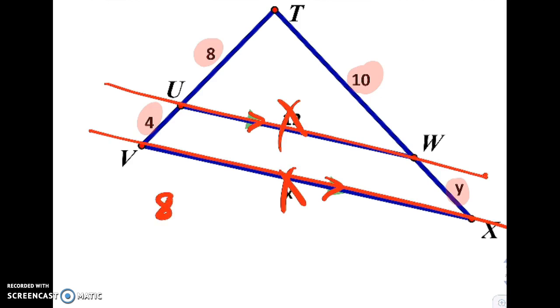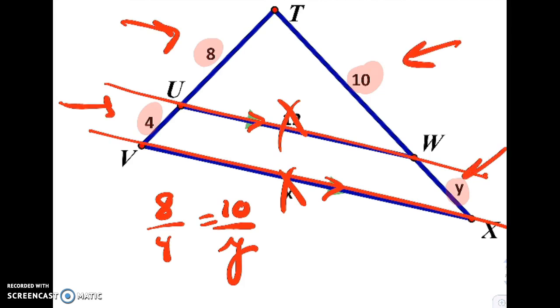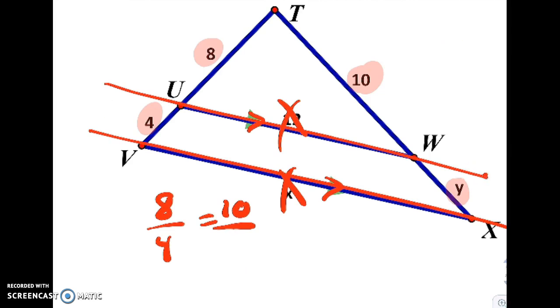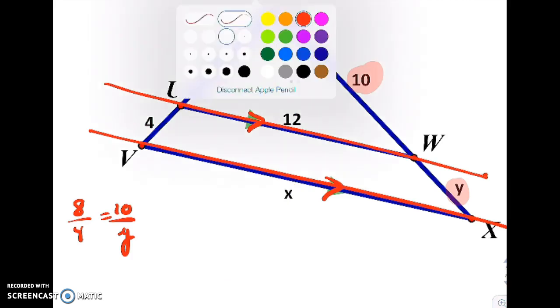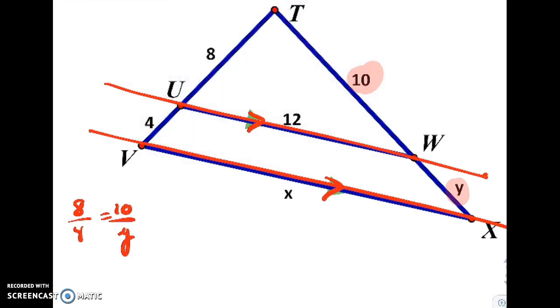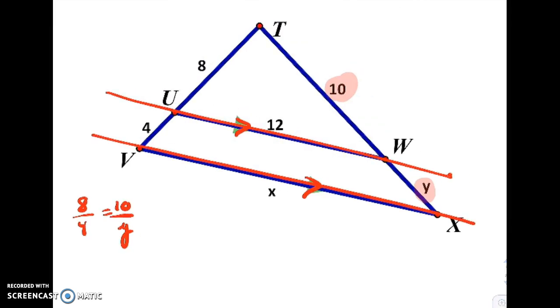So right now you could say 8 over 4 equals 10 over y. And you can solve for y using the side splitter theorem because you're only talking about the sides. Go ahead and solve for y. But you can't use side splitter when you're solving for x because you have the bottoms labeled. So in that case, you have to draw two triangles.